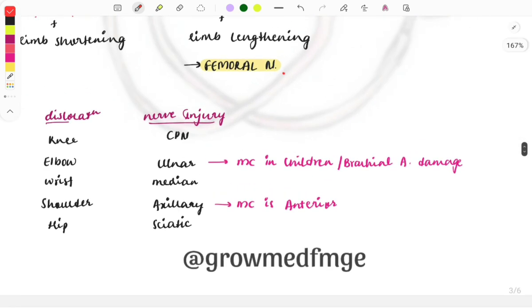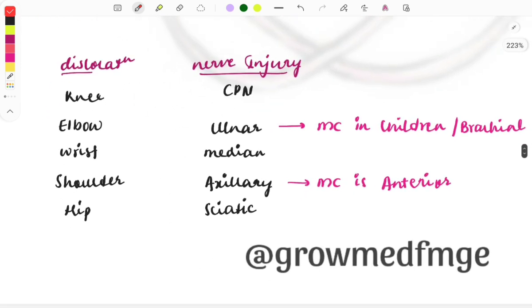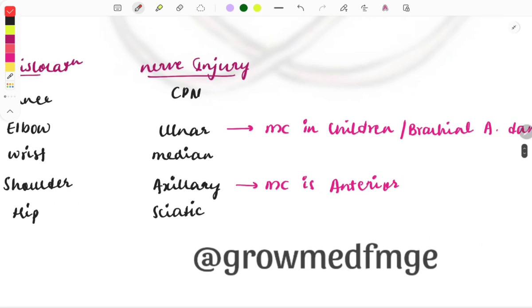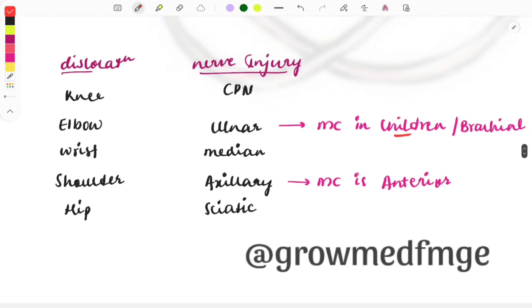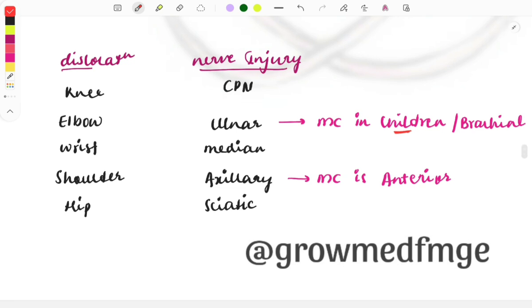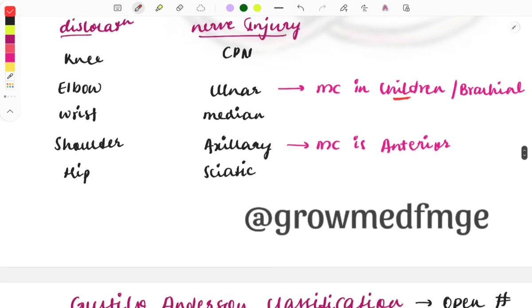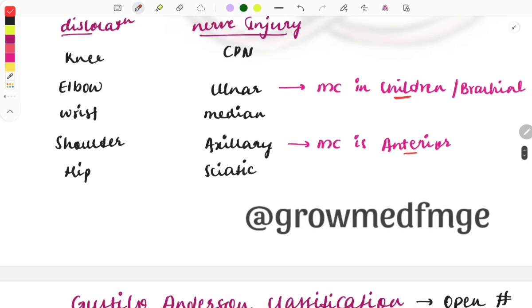Then the various nerves which are involved in case of dislocation. In case of the knee, there will be common peroneal nerve injury; in the elbow, ulnar nerve injury, and the most common dislocation in children is the elbow. Brachial artery is also damaged in case of elbow dislocation. In the wrist, the median nerve; in the shoulder, the axillary nerve, and the most common shoulder dislocation is the anterior type. And in case of the hip, we have already discussed that the sciatic nerve is involved.